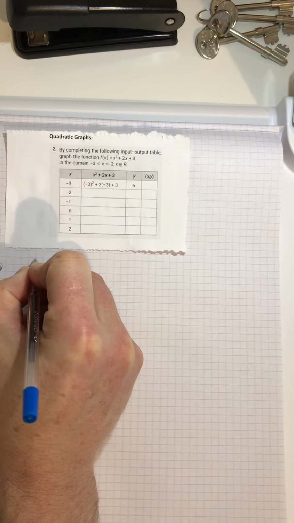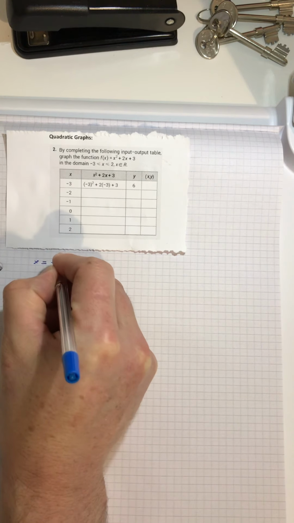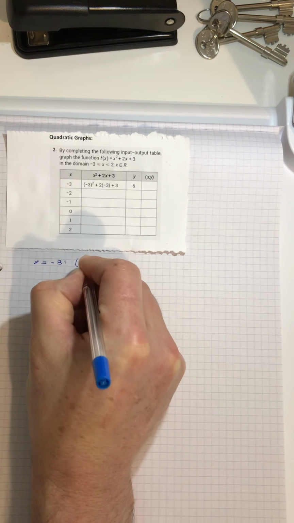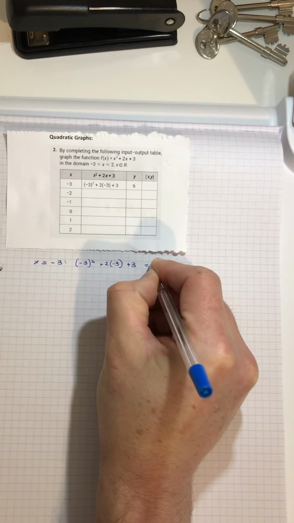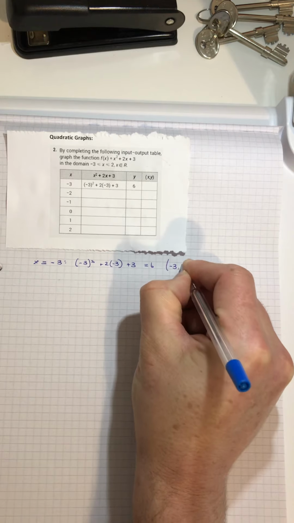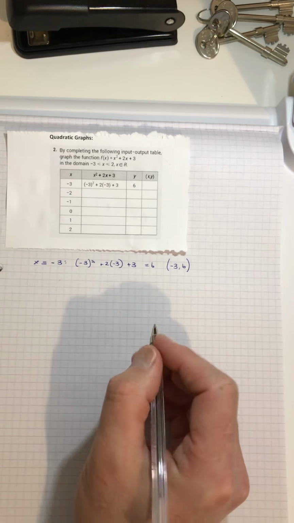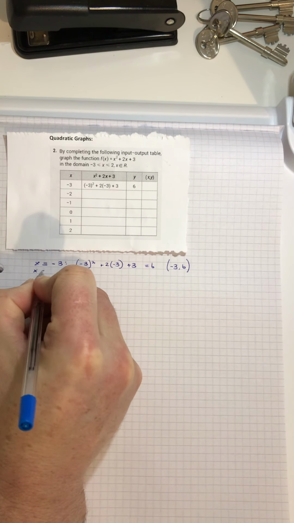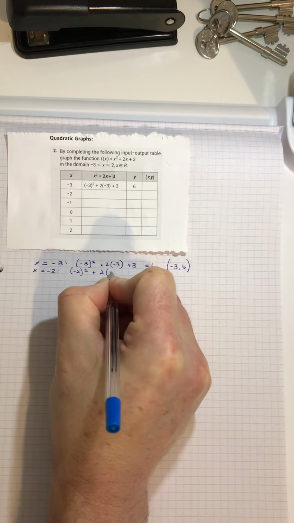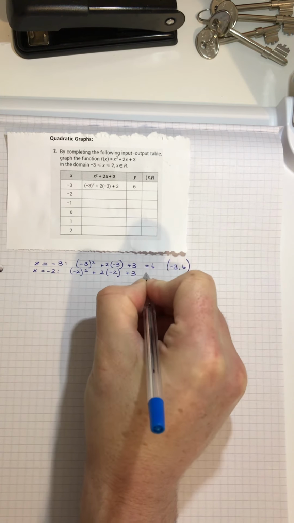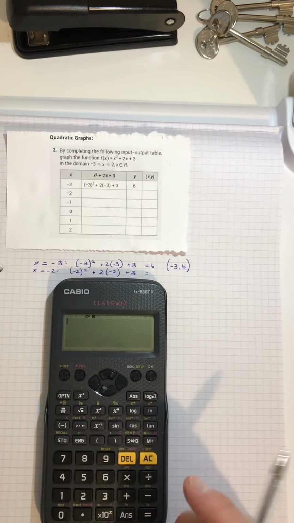So, when x equals minus 3, minus 3 squared plus 2 times minus 3 plus 3 is equal to 6. So minus 3, 6. So whether you want to draw out the table or not is up to you, okay? When x is minus 2, minus 2 squared plus 2 times minus 2 plus 3 is equal to, and get your calculator and type in exactly what you see.